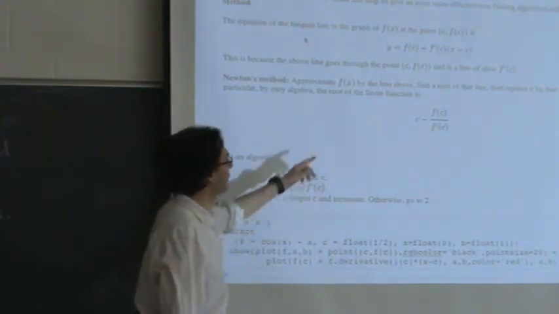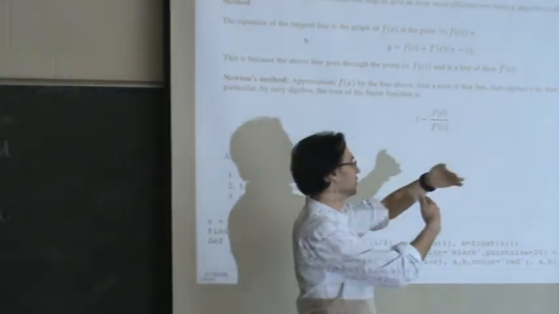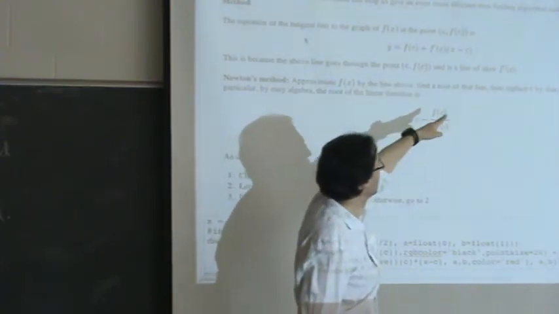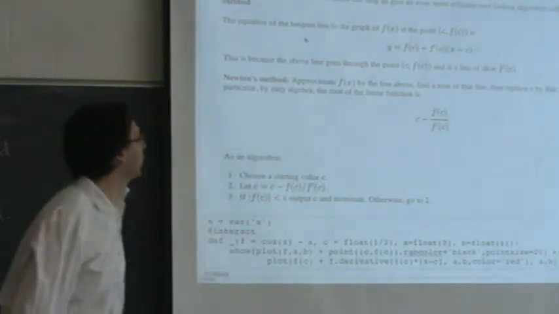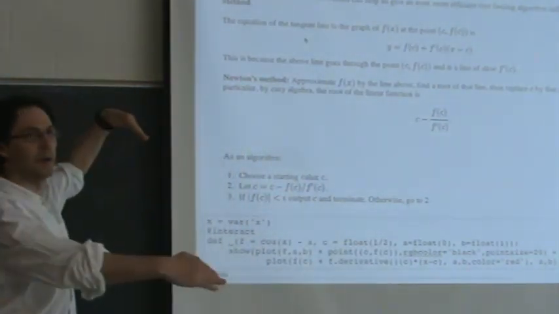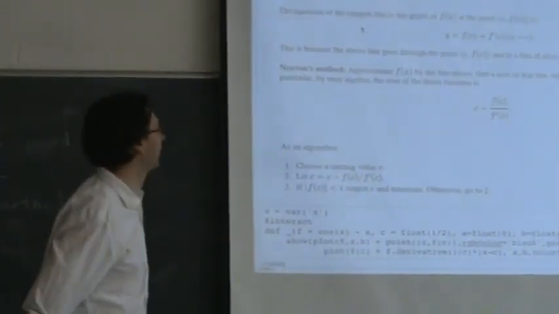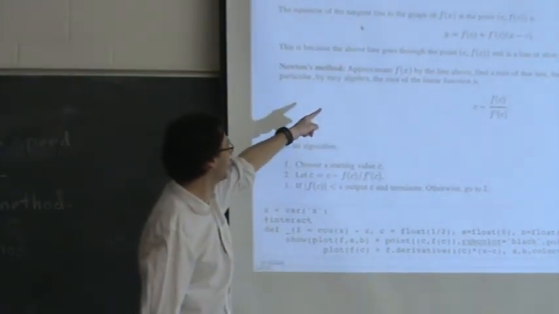And you can also see easily, if you think of this as being in kind of slope-intercept form, the coefficient of x gives the slope. So this has slope f prime of c, which is, of course, the slope at that point. So here's what you do.